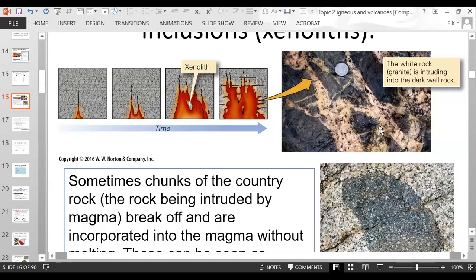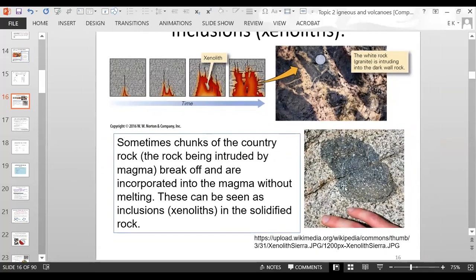Here's a couple of other pieces of the country rock breaking off and getting into the magma. And then in this picture, you can see the white rock is granite, which was the intruding rock. And the black pieces of rock are the inclusions. So like this piece of rock right here is like this piece right here. And then when the whole thing solidifies, you're left with those inclusions within the pluton. Okay, and then here's another inclusion. Inclusion and xenolith is the same thing.